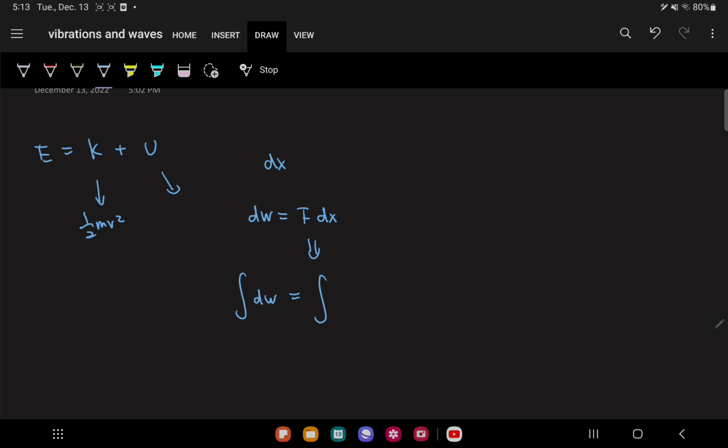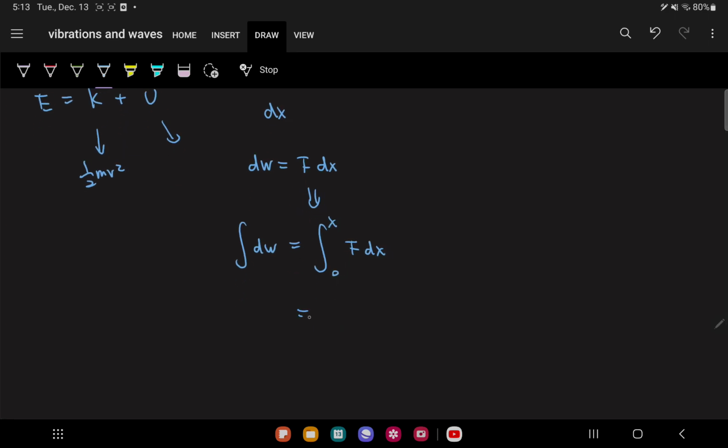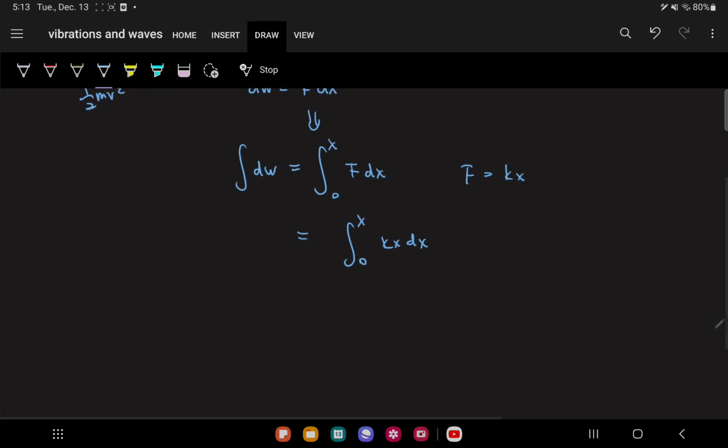So if we integrate our F dx, let's say starting from x equal to 0 to some arbitrary point x, what is this going to be? Well, let's remind ourselves that F is essentially equal to kx. So if we change the expression, this now becomes kx dx. Well, what do we do here? We take k out, of course, because k is a constant. So W is equal to k times the integral from 0 to x of x dx.